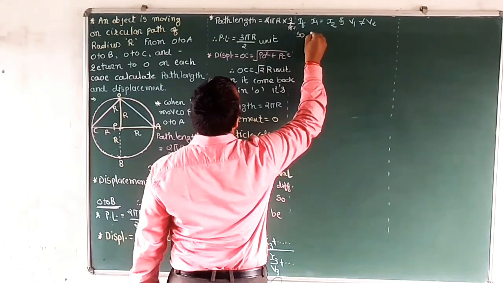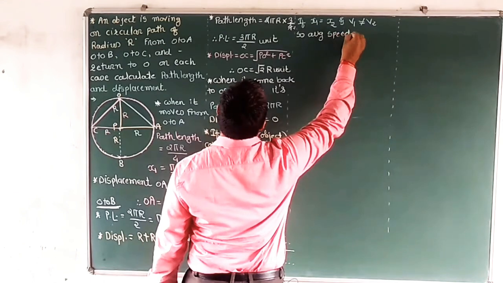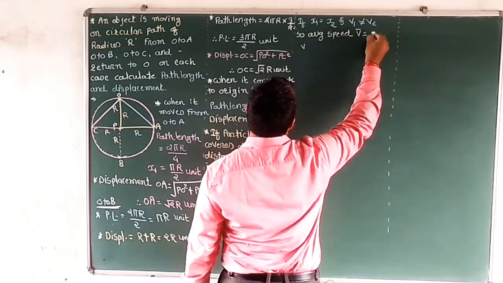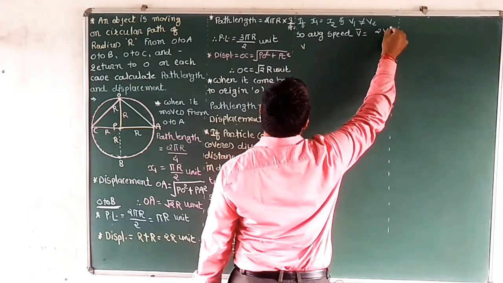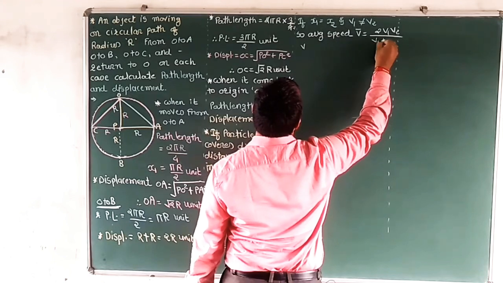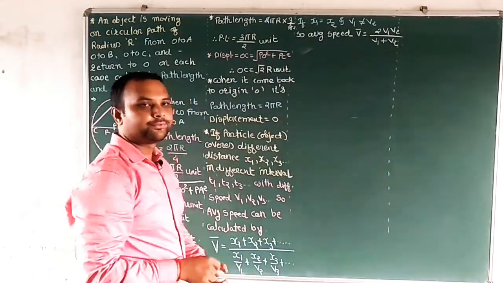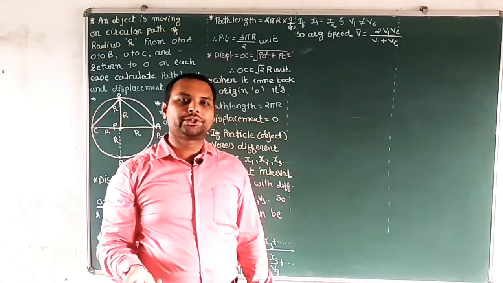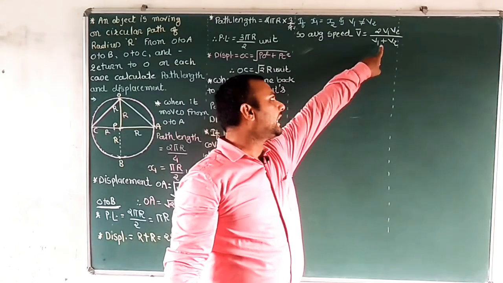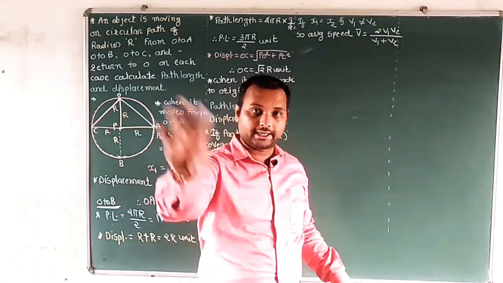So average speed V bar is equal to 2 V1 V2 divided by V1 plus V2. Okay? So you should not bother about the distance, you should not bother about the time. Directly you can calculate the average speed from this formula directly.